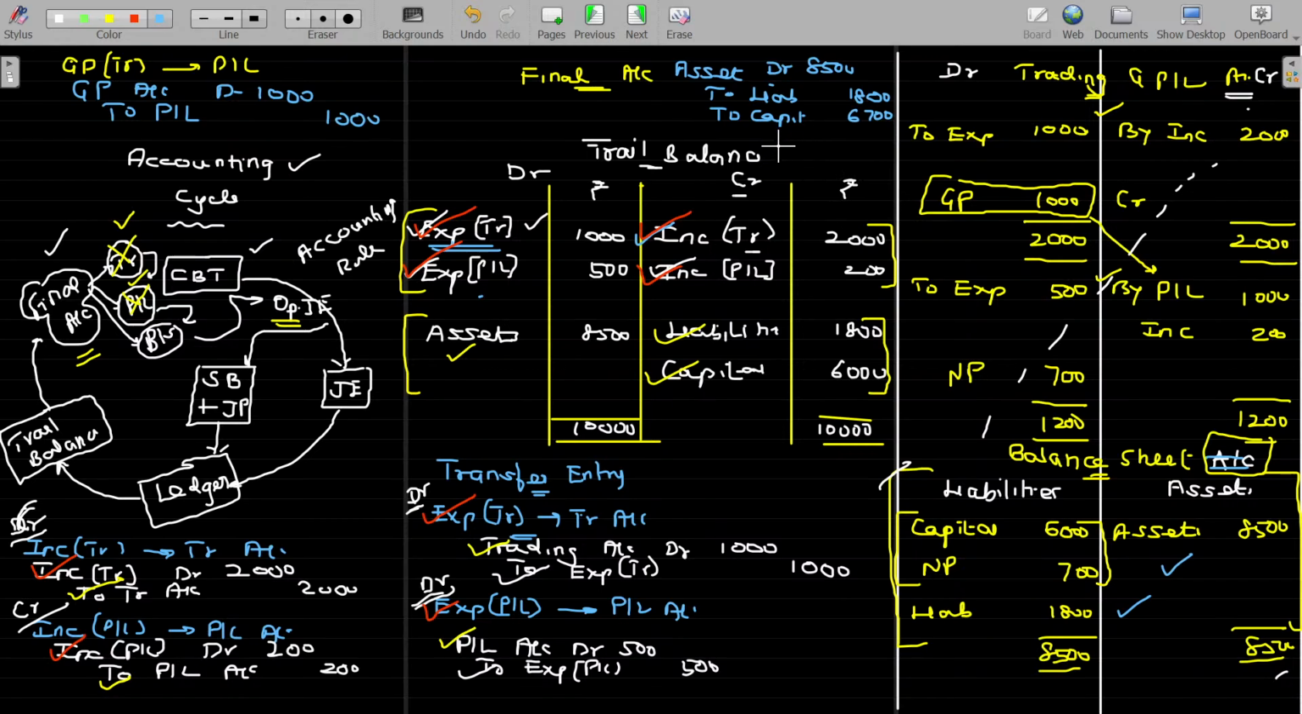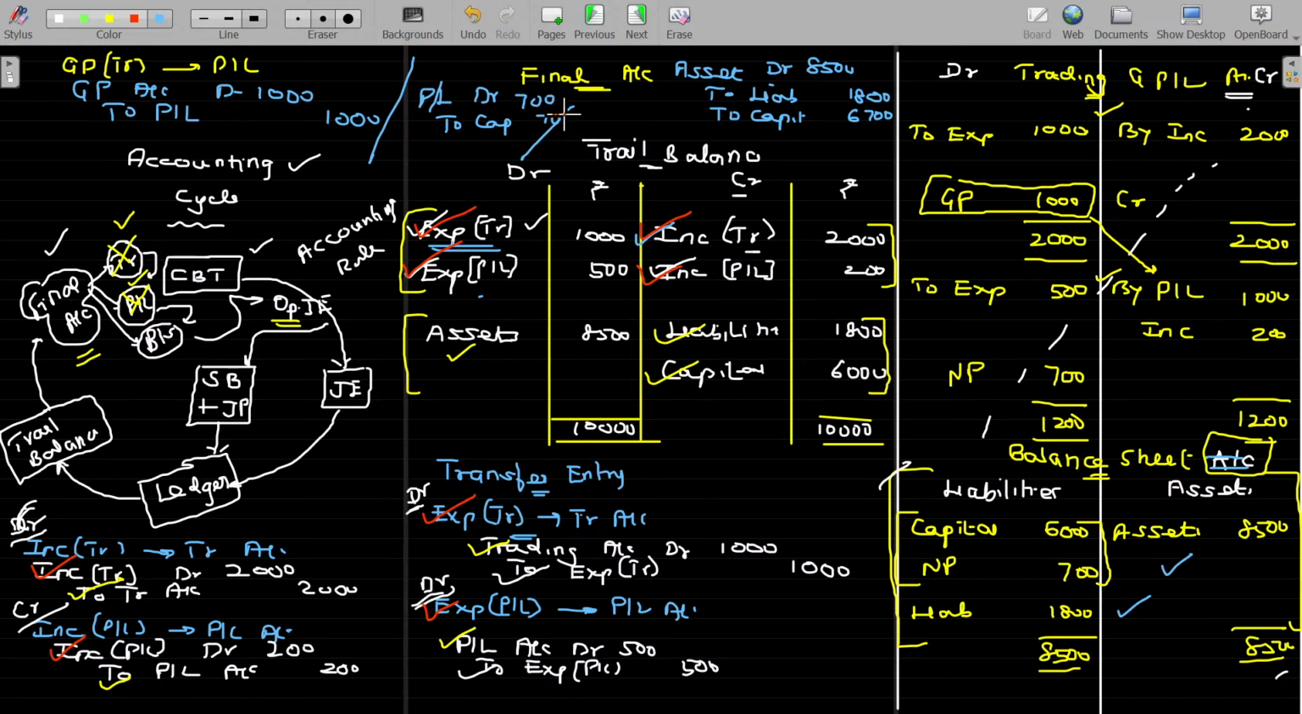Sir, can I pass the entry for adding the net profit with the capital account? Of course, you can add that also by passing the entry. Net profit being the credit balance, right? So, to transfer the net profit to owner's fund, the net profit account is debited and the owner's fund capital account is credited. That way also you can pass. Let me pass that here for your better understanding. Profit and loss account debit to owner's capital, the value being 700.